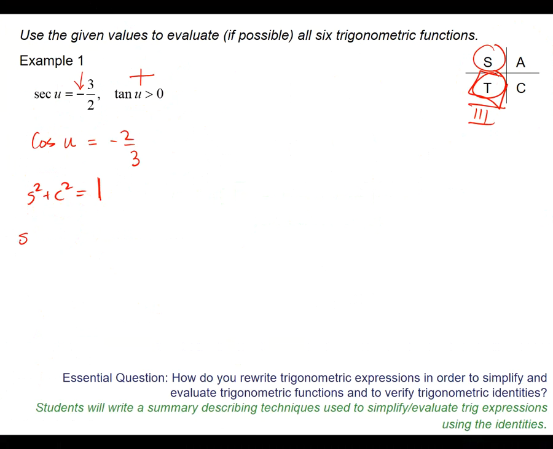So I'm solving for sine, that's the one I don't have. So sine squared u plus, what's the cosine? Negative 2 over 3, squared, equals 1. So what's negative 2/3 squared? 4/9. I know I'm going to have to subtract that to the other side. So what am I going to rewrite 1 as instead? 9/9.